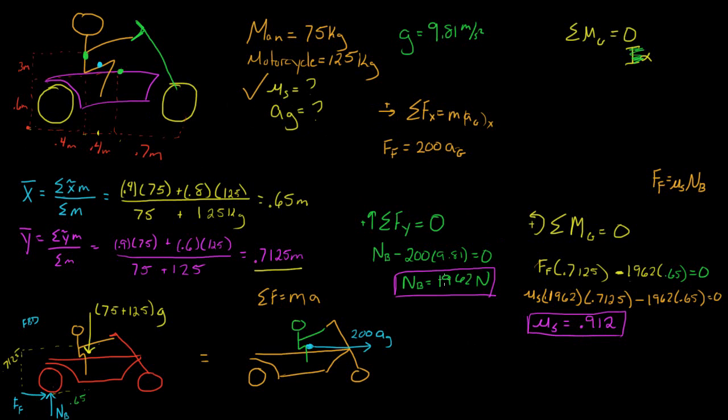So we have this part of our question, and we just need to figure out what the acceleration of our midpoint is. Well, we know what our coefficient of friction is. This frictional force is going to be mu_s times N_B, which is equal to 200 times the acceleration of G. We just found mu_s is 0.912. We know what this normal force at B is, 1,962. This is equal to 200 times the acceleration of G, and we can solve this for the acceleration of G. If we do that, we get our acceleration of G is equal to 8.95 meters per second squared. And it's positive, so we know it's going towards the right.